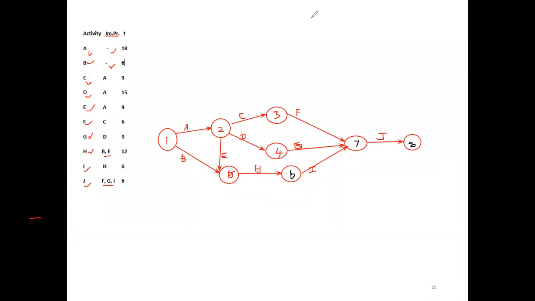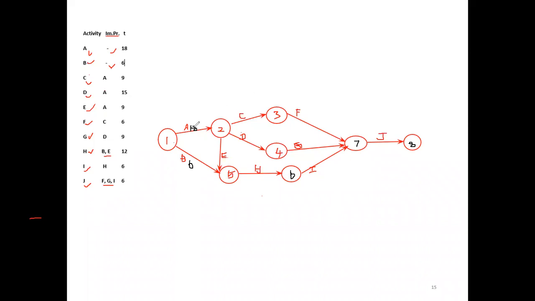Now we'll consider the time estimate. A is 18. So near that you can put the 18. Now you also rewrite in your notebook. This is 18. Then B activity is 6. Okay. Thank you.